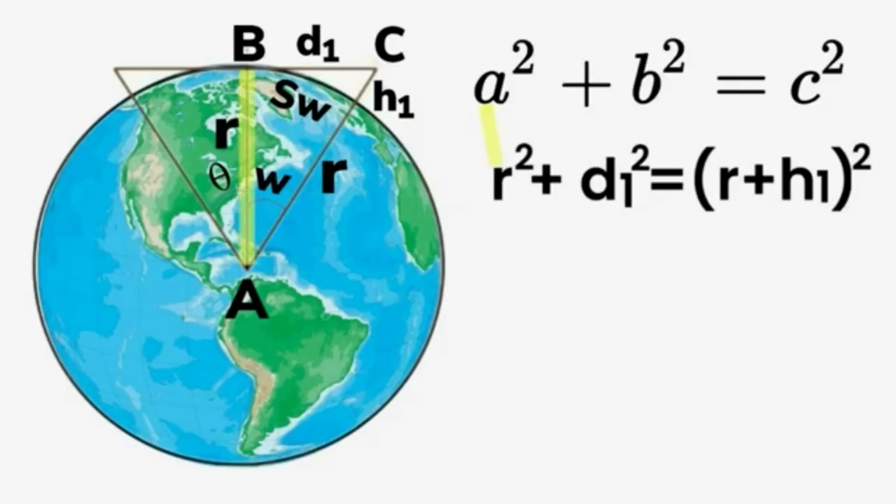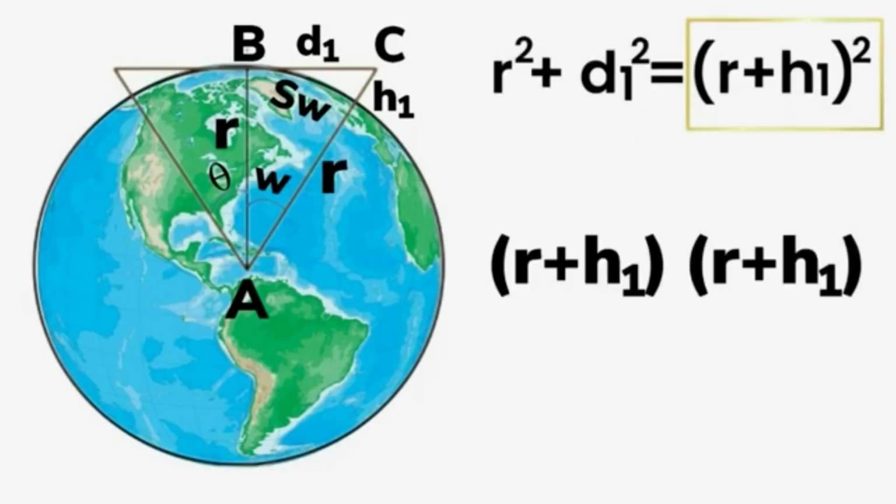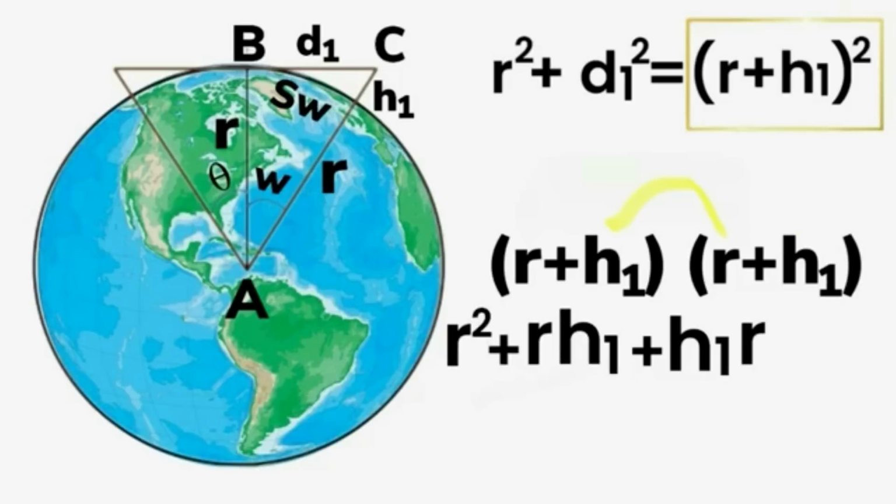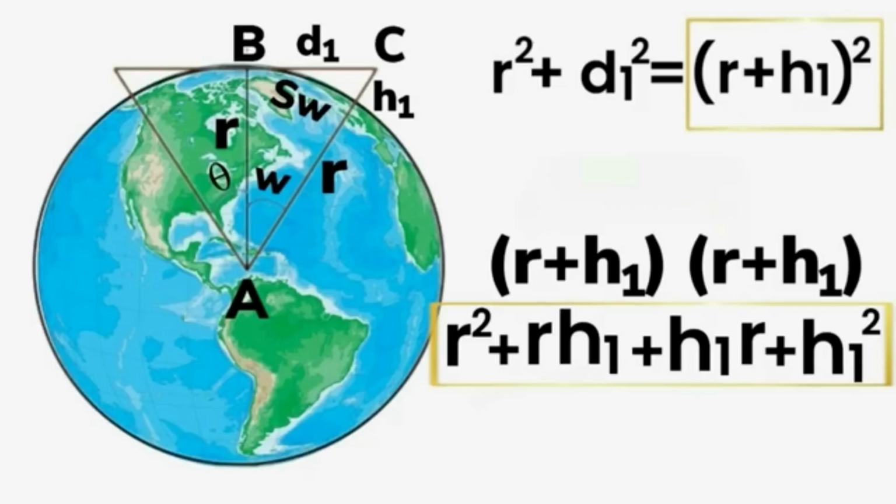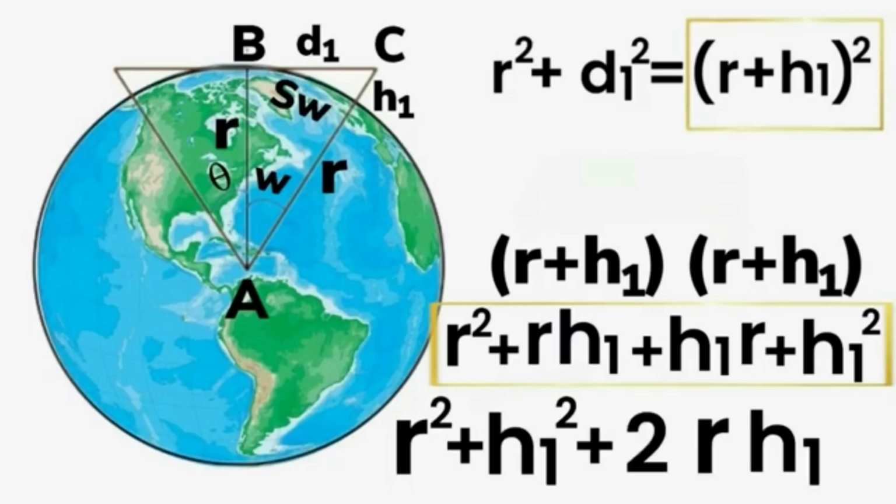As I apply the Pythagorean theorem for the variables, we know that r squared plus d1 squared will be equal to (r plus h1) squared. To solve for (r plus h1) squared, we will simply use the distributive property. R times r is r squared plus r times h1. Then we have h1 times r plus h1 squared. To write this out formally, we have r squared plus h1 squared plus 2 times r h1. Are you following me, baby?